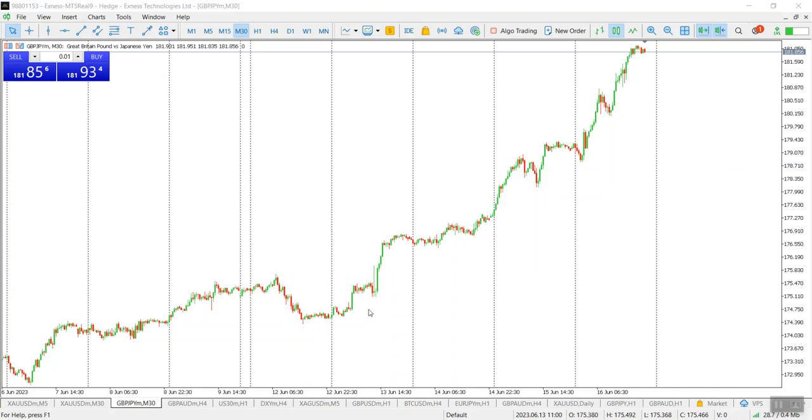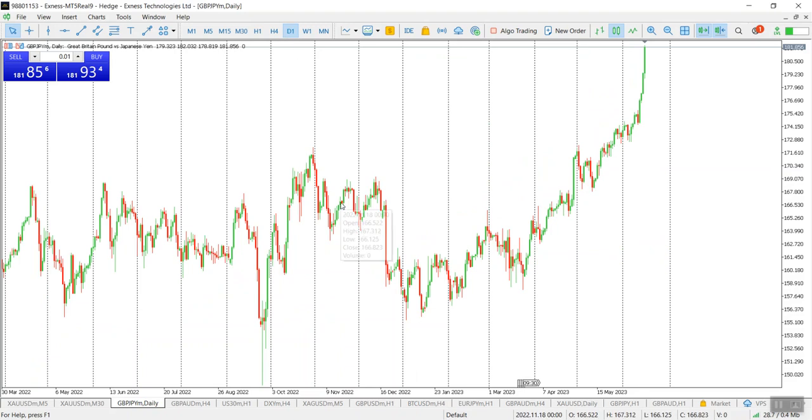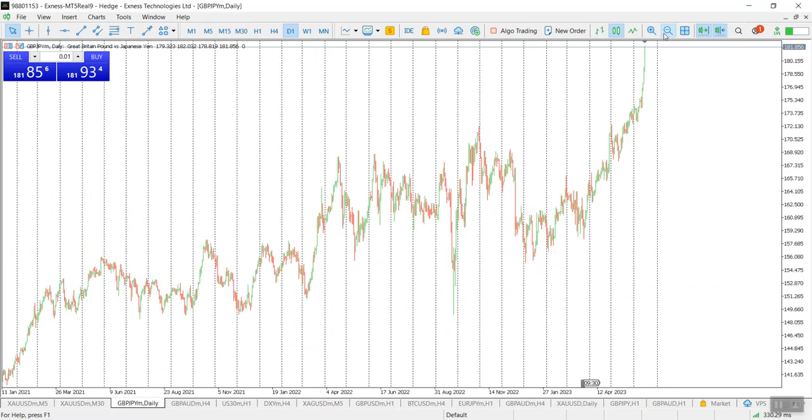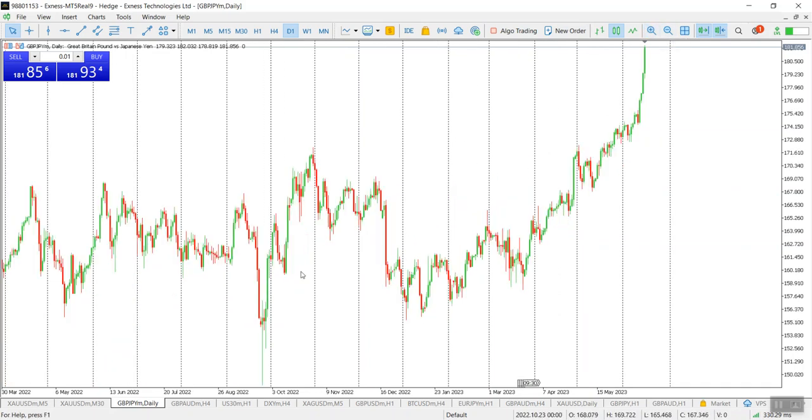Okay, so what you need to do first is come to your daily time frame and zoom out, so you can actually know what is going on in your market. If we look at this market now, we see that majorly the market is going up, bullish.